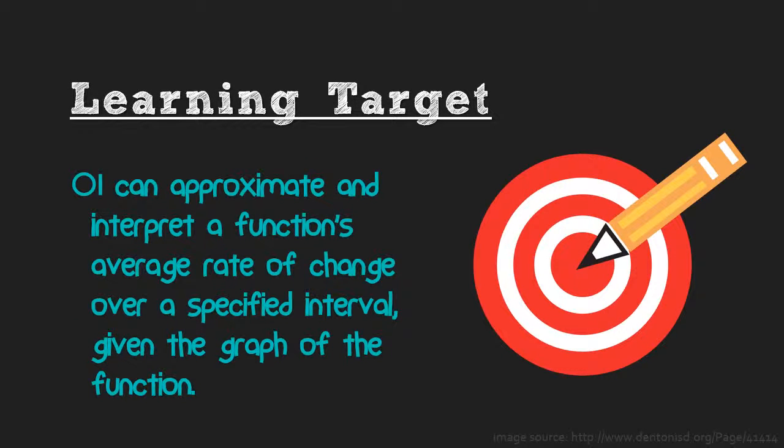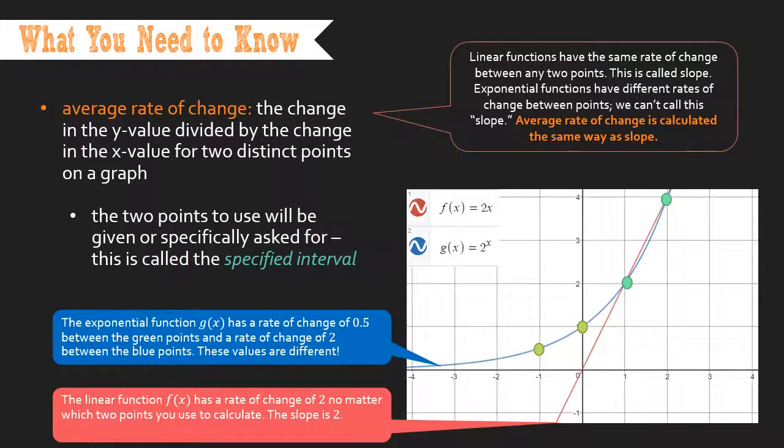I can approximate and interpret a function's average rate of change over a specified interval given the graph of the function. We need to know: the average rate of change is the change in the y value divided by the change in the x value for two distinct points on the graph. Remember that this will be on your EOC formula sheet, written just as you see it.